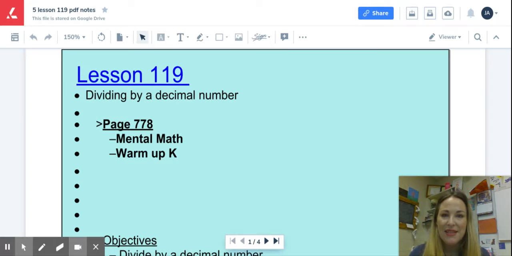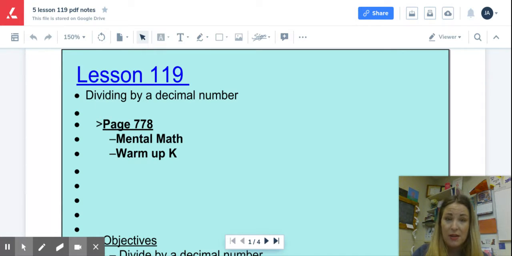Hey everyone, today's lesson is lesson 119 and it's dividing by a decimal number. It's a really nice and short lesson, but has a really important concept. Although this sounds really similar to the lesson that we just did previously, lesson 117/118, dividing by a decimal number means now our divisor is a decimal number.